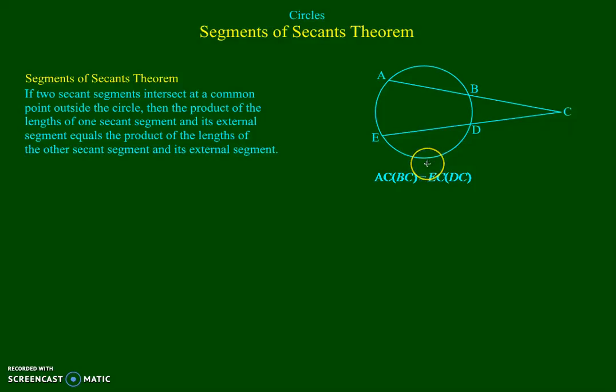Now the proof of this theorem is similar to the proof of the last one. We're going to be using triangles inside this circle, but it's going to look a little bit different, but it's still going to result in a proportion and some algebraic manipulation. So let's go ahead and take a look at that proof and see how this thing comes together.